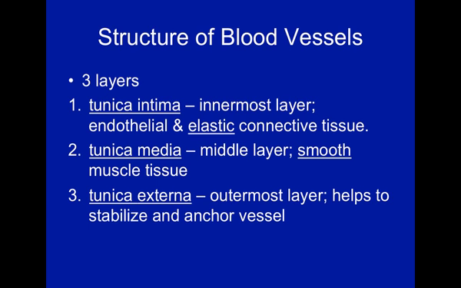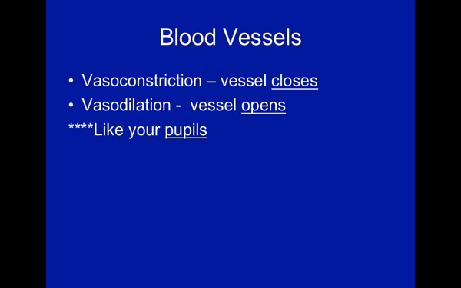Blood vessels are capable of a couple of processes. One is vasoconstriction, where the vessel closes down in on itself, and the other one is vasodilation, where the vessel opens. The best analogy of something that you already know would be your pupil. It constricts and gets smaller, and it dilates and gets bigger. If you look at the difference, it's the diameter that's changing, just like the diameter of your pupil. So it works very much in the same way.